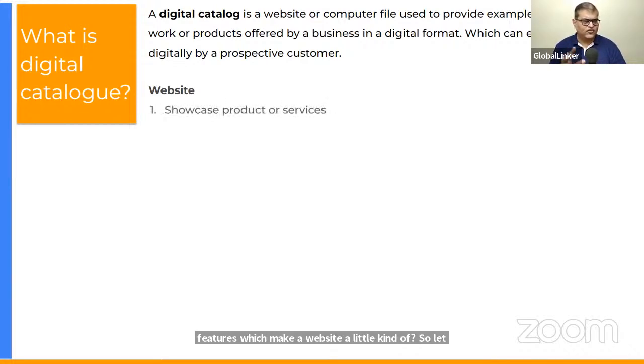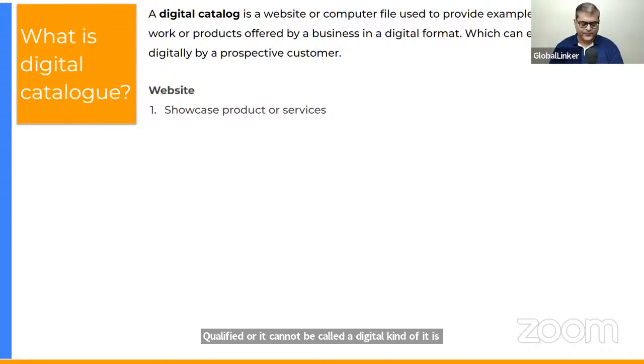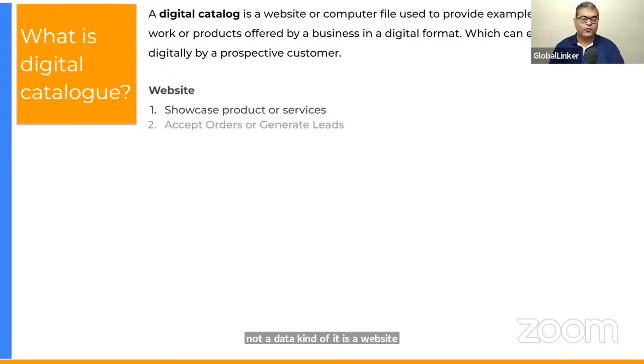The first quality that a website should possess to be called a digital catalog is the capability to showcase products or services. If a website cannot show products or services, or is not showing information of the products or services offered by a particular business, it cannot be called a digital catalog. It is not a digital catalog, it is a website. That is the first qualification criterion.